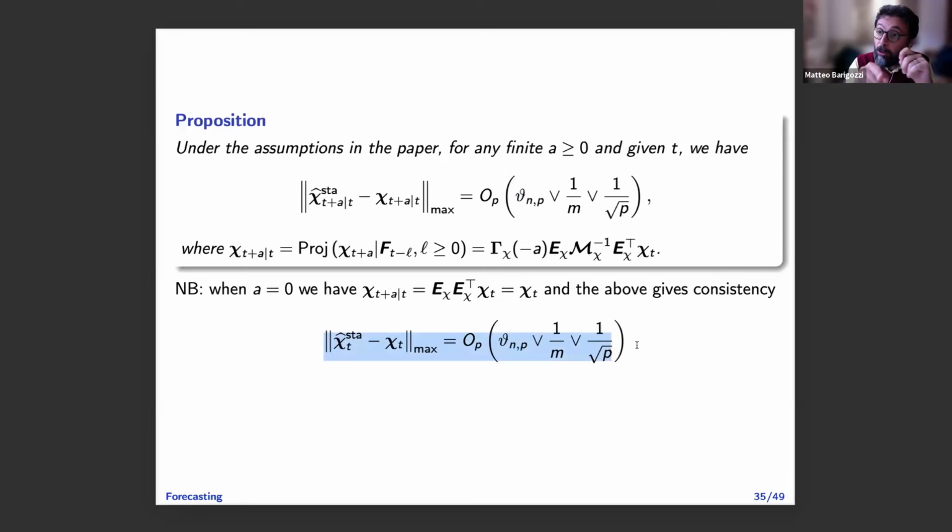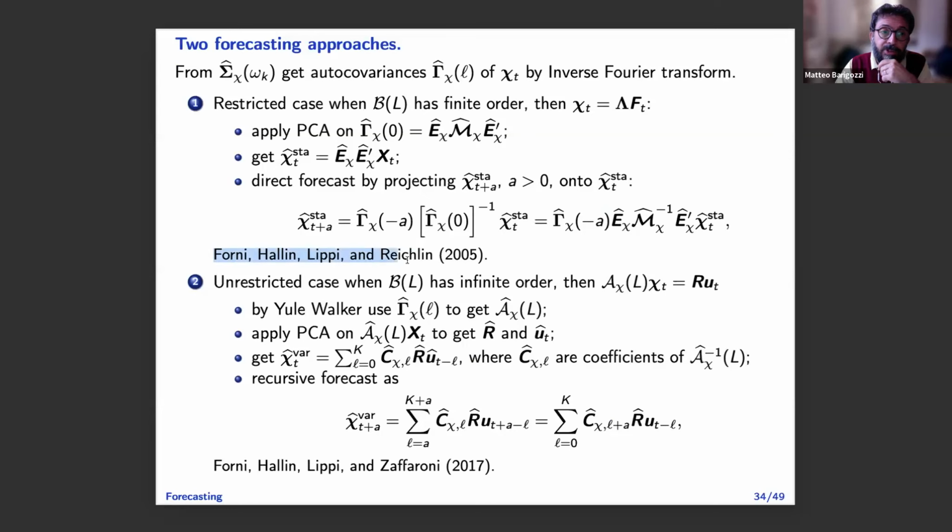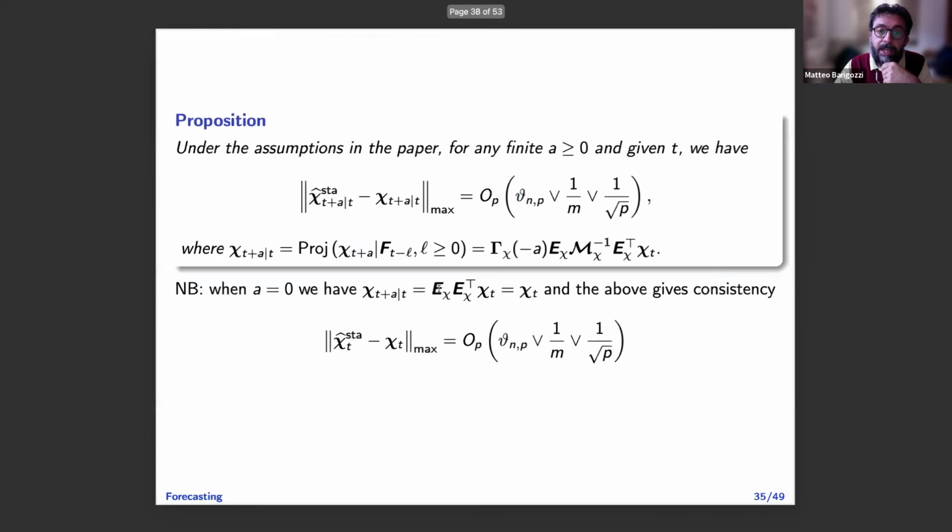Now this is new because the 2005 paper doesn't have rates. They prove consistency without rates. So this, in fact, is telling you the rate of consistency of the estimator that they had here is this one. Okay. So this is a contribution to that paper.